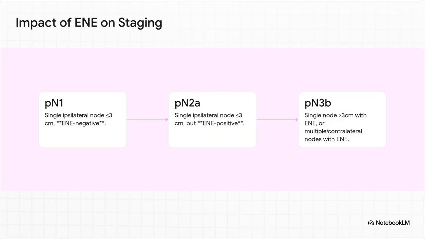Let's just break this down because it's so important. Just look at pN1 versus pN2a. The tumor is the same size, same location. The only difference is ENE. A single small node that's ENE negative, that's pN1. But the moment you find ENE in that exact same node, boom, it's immediately pN2a. And from there, if you find ENE in bigger nodes or in multiple nodes, you rocket up to pN3b. I'm not kidding. Identifying and reporting ENE is one of the most critical things you will do at the microscope.